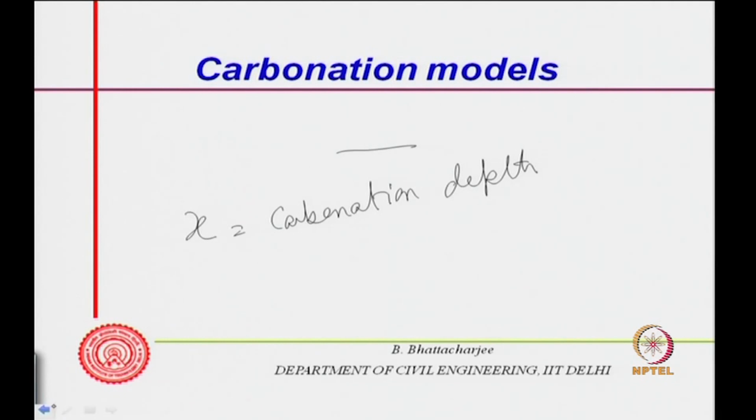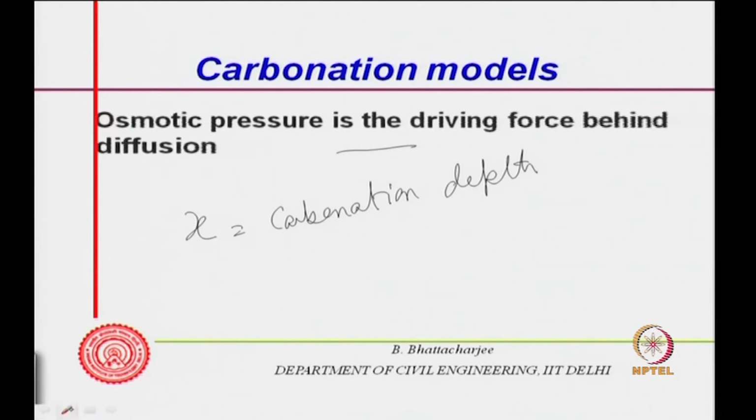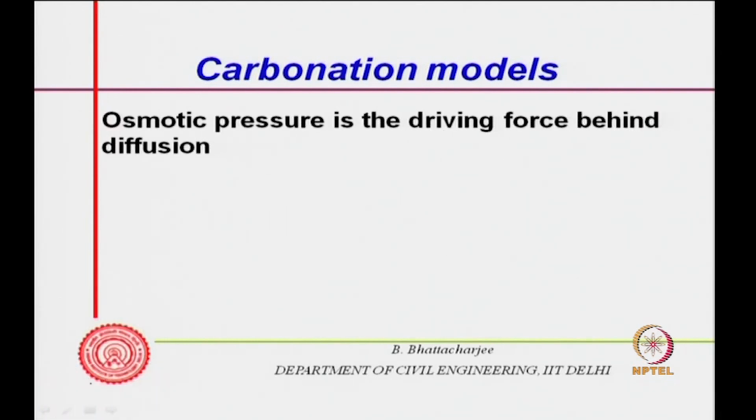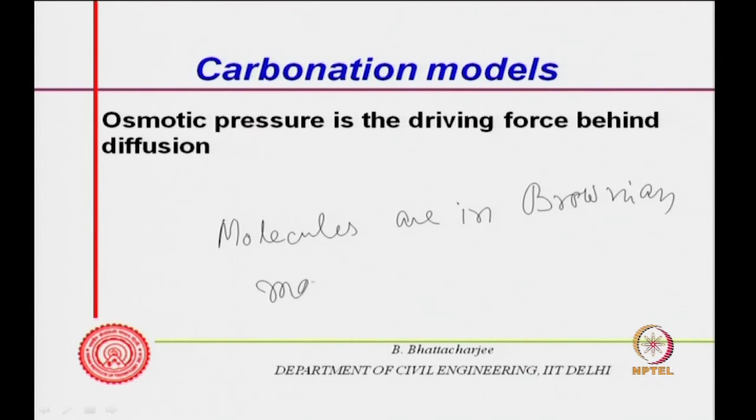See, the concentration of carbon dioxide is low in the concrete, and outside it is more to start with. So, it is basically molecular diffusion, molecules are in Brownian movement.